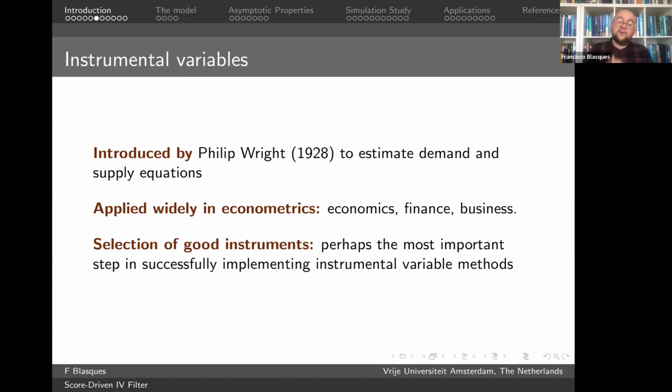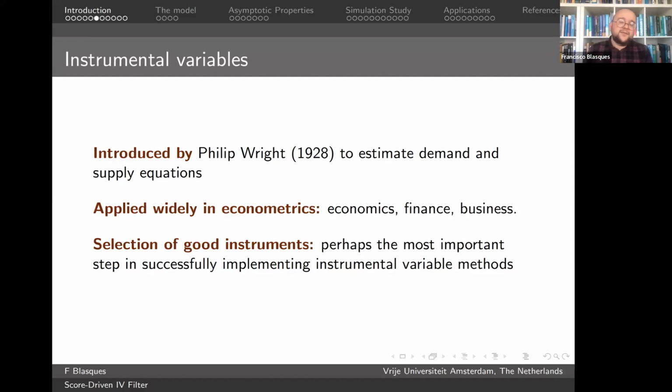And our understanding is that the father wrote the treatise, and the son, who was a well-known statistician, probably wrote the appendix, but the work was published under the name of his father. Well, in any case, instrumental variables are widely applied, as we know, in economics, finance, business, and other areas. Of course, typically the main challenge with instrumental variables is selecting good instruments.